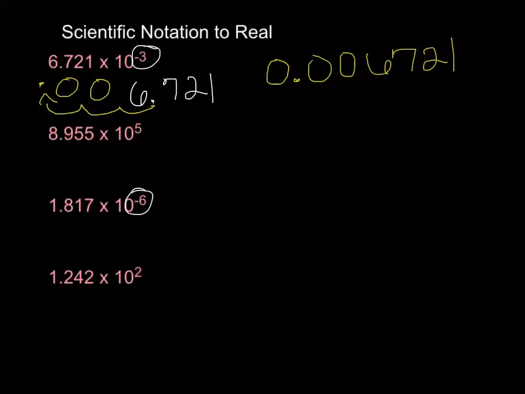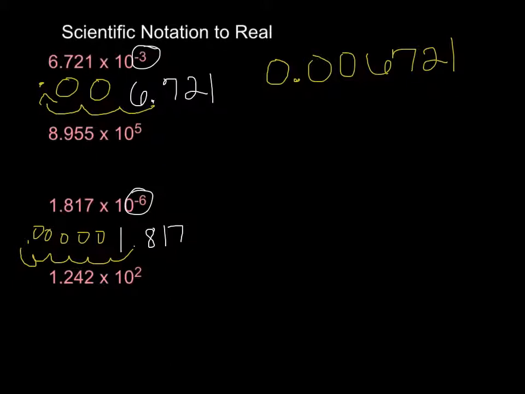1.817 times 10 to the negative 6th power. How many places do you move your decimal? 6 spaces to the left. So 1.817. 1, 2, 3, 4, 5, 6 spaces. Oh, it's going to be a tight squeeze. So 1, 2, 3, 4, 5 zeros, and then you have your decimal.